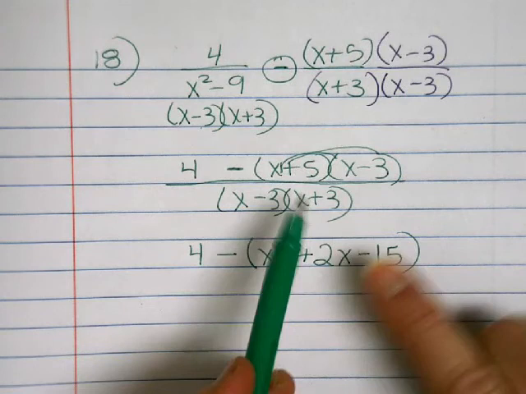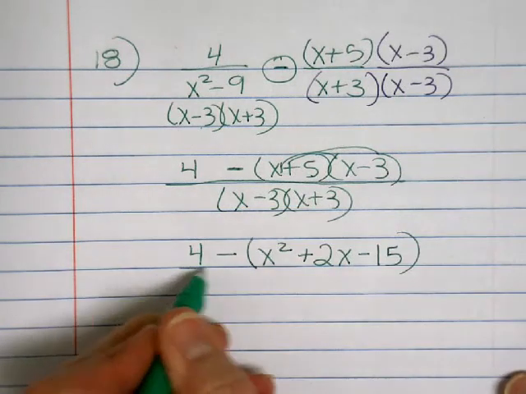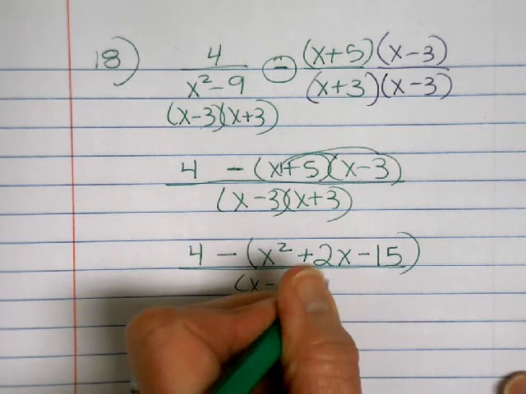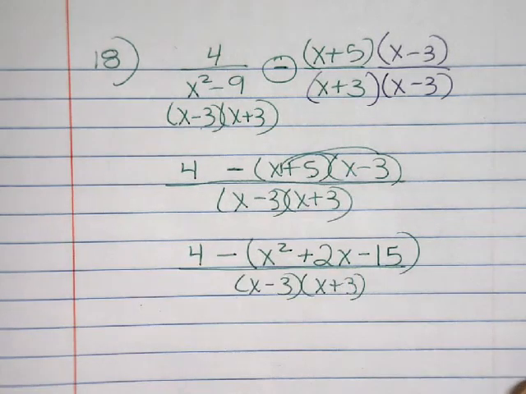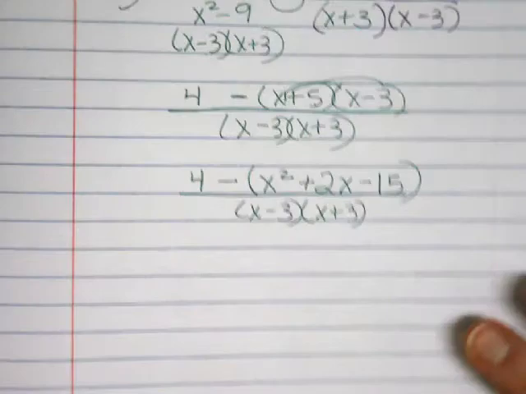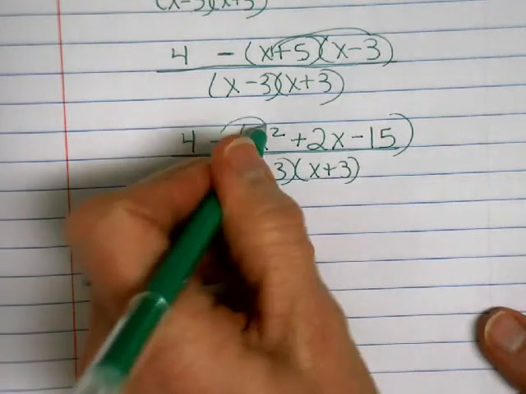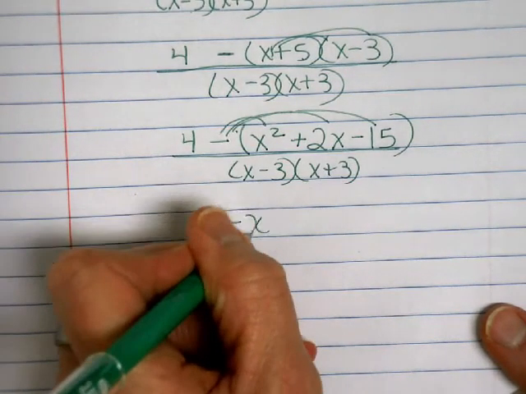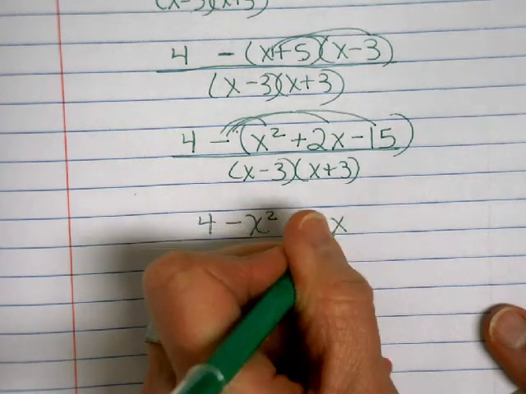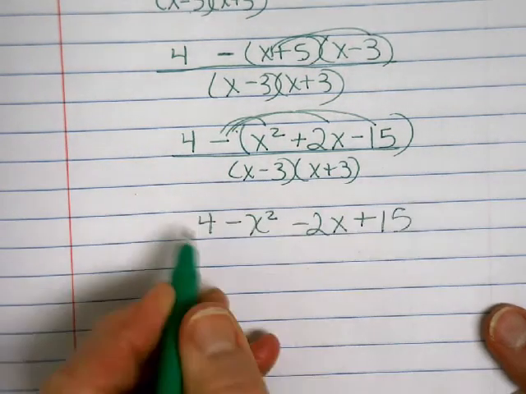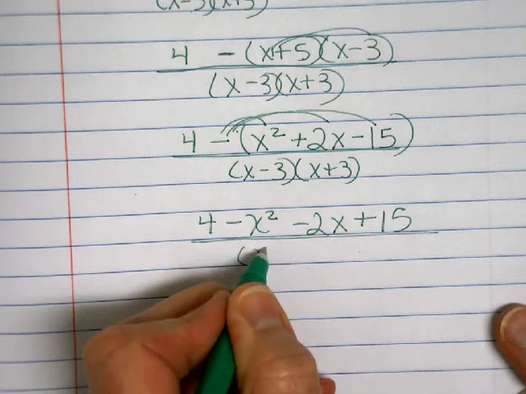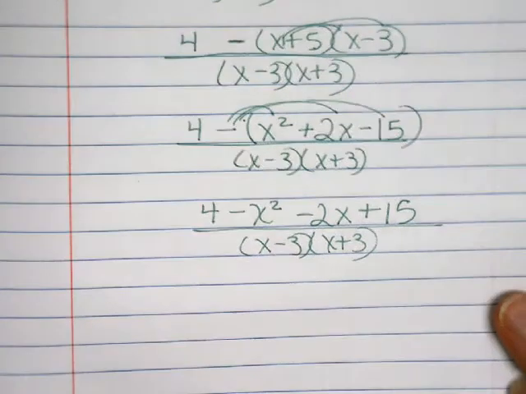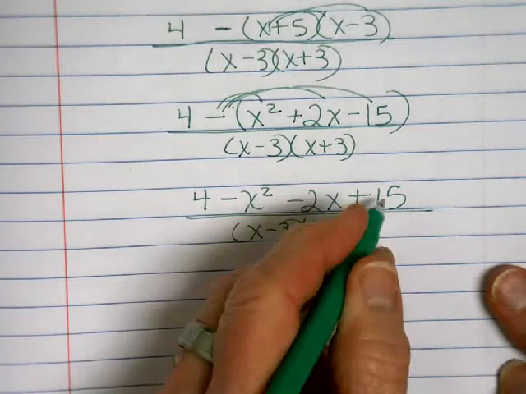X squared plus 5x minus 3x, 5 times the negative 3. There we go. I FOILed that. You know, first two, outside two plus inside two, they're like terms. And then last two multiply. So, I get to distribute the negative.